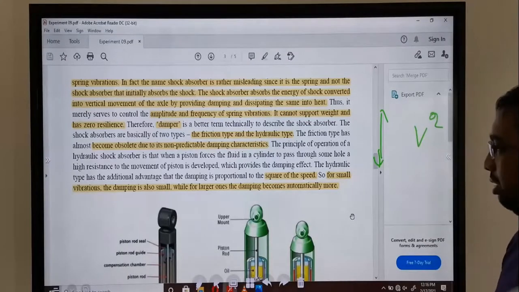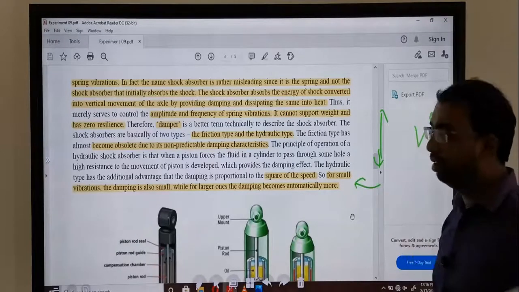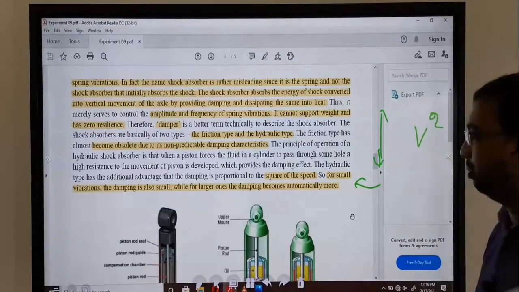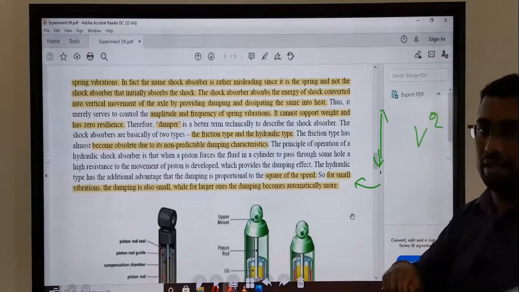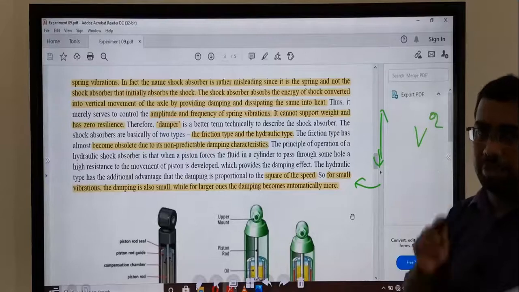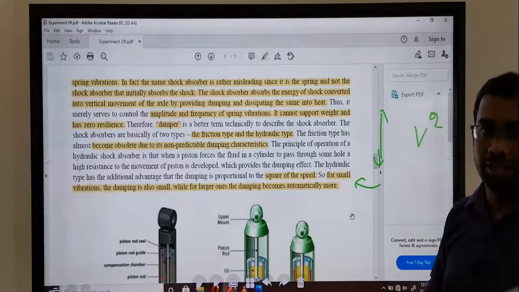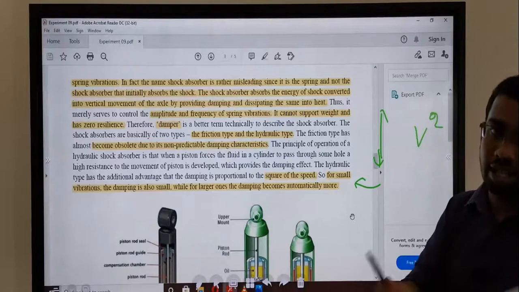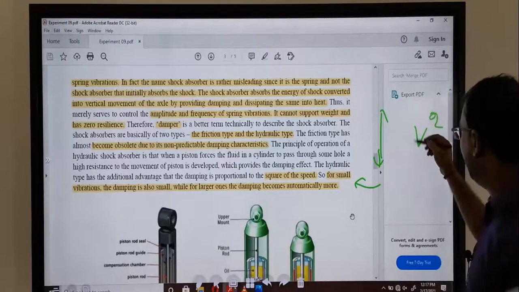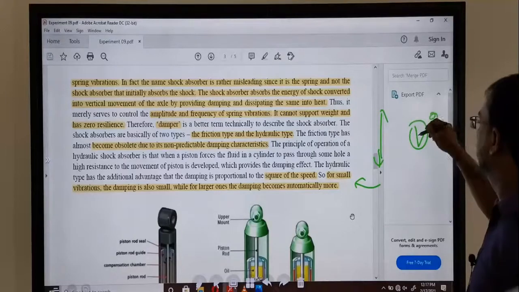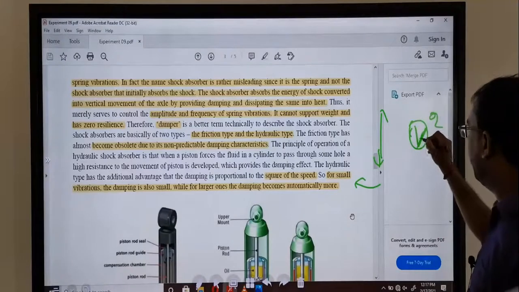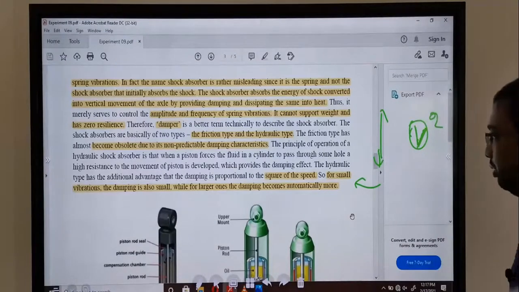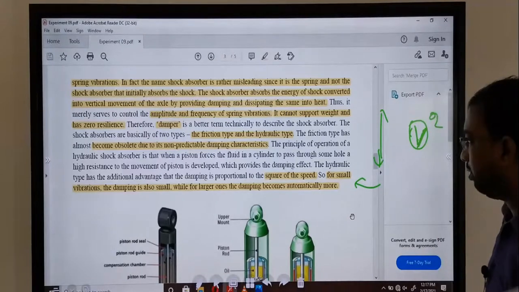So for small vibration, the damping is also small. That means when we drive the vehicle at small speed, the vibration is also small. When we drive the vehicle over a bump at high speed, we get high vibration. When the speed increases, we get high vibration. So we can take the vibration here, and at high speed, the damping goes with the square of the speed.